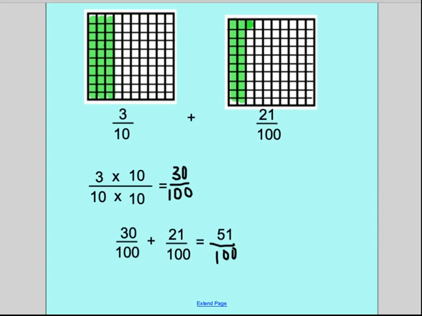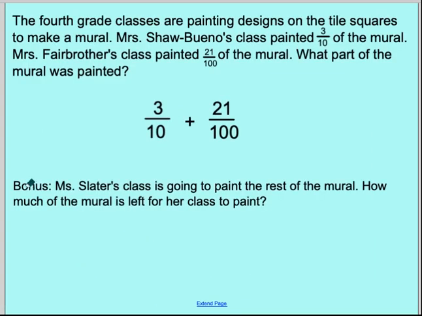All right, kids, I think it's your turn. Don't forget, there is a bonus question. How much would Miss Slater's class have to paint if they are painting the rest of the mural?